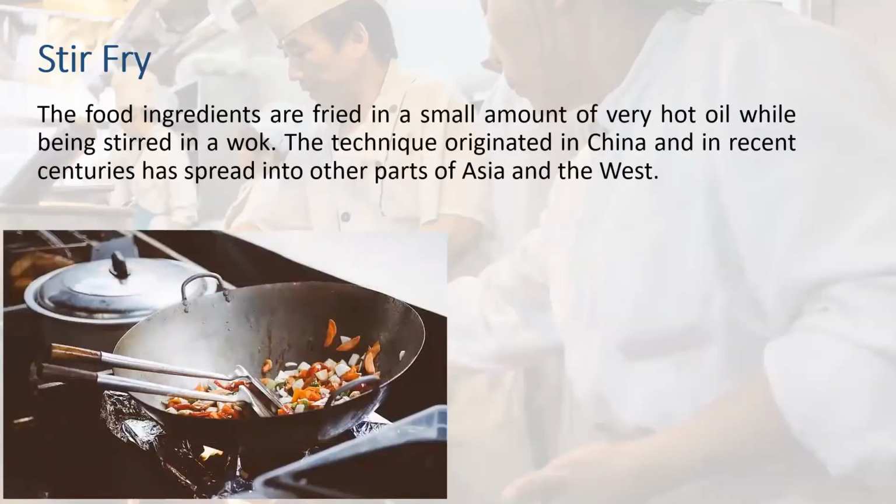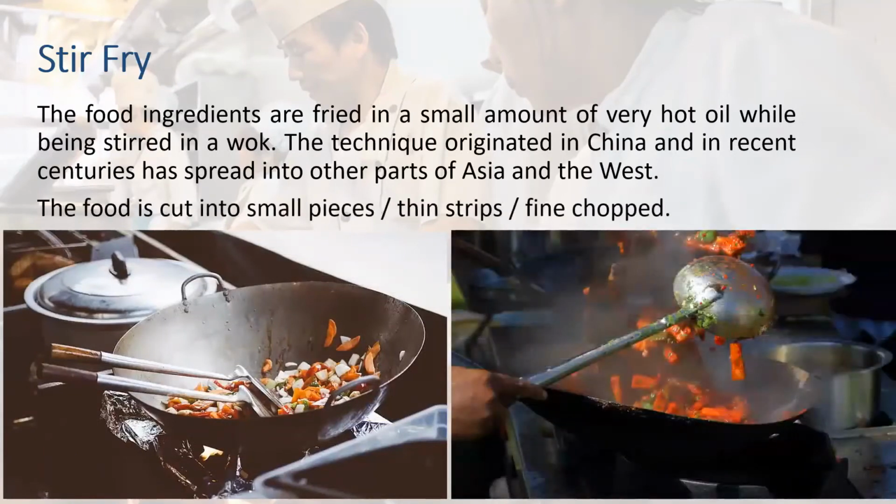So this is sauteing. Then this is a very popular method, stir fry. Now the food ingredients are fried in a small amount of hot oil while being stirred in a wok. Wok is the equipment that is used to toss these vegetables. Now, this technique originated in China, and in recent centuries it has spread all across the world, not only Asia and the West, but all across the world. The food is cut into small pieces, thin strips, or finely chopped. This enables the food to cook faster.